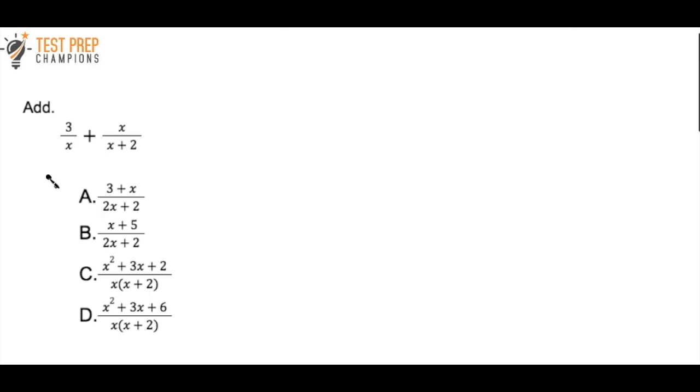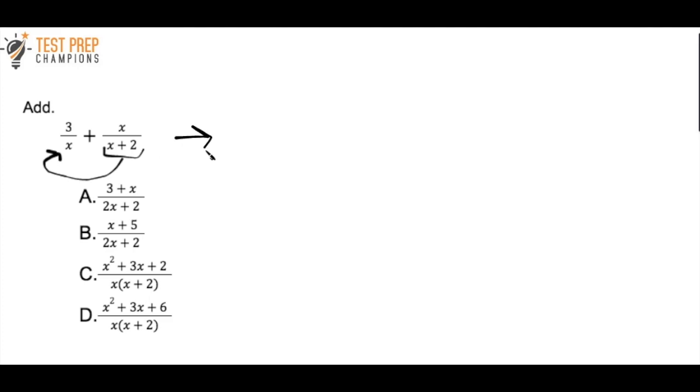Now, I've mentioned this before, but I'll say it again. The denominator is the bottom part of a fraction. The numerator is the top part. So the trick here would be, let's look at our first fraction, 3 over x. And then we want to look at the denominator of the second fraction, which is x plus 2. So what I'm going to do is multiply the bottom of the first fraction by x plus 2. And I'm also going to have to do that to the top.